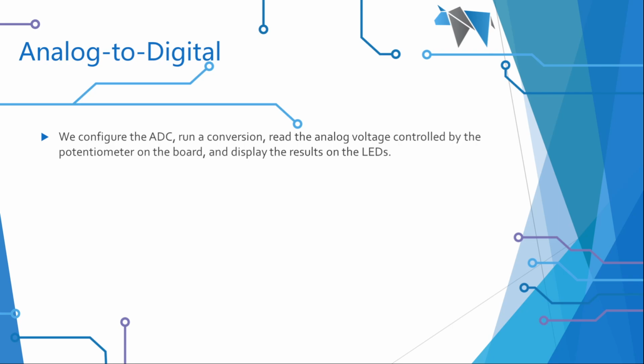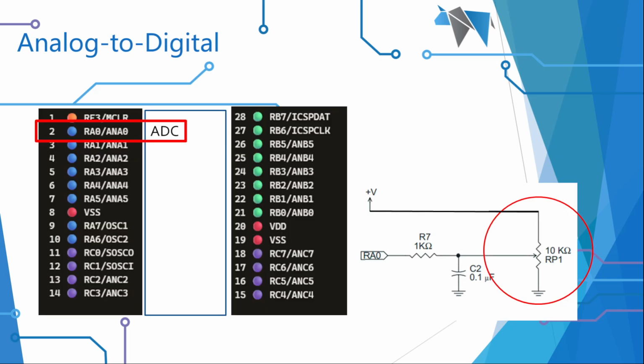But what we're going to do is just go straight into it and say, what are we doing? So we're going to configure the ADC. We're going to run a conversion, so that means read the value of an external potentiometer. Then we're going to put that into a variable, and we're going to display the results on a set of LEDs. Very simple. But in actual fact, we're going to introduce some great concepts.